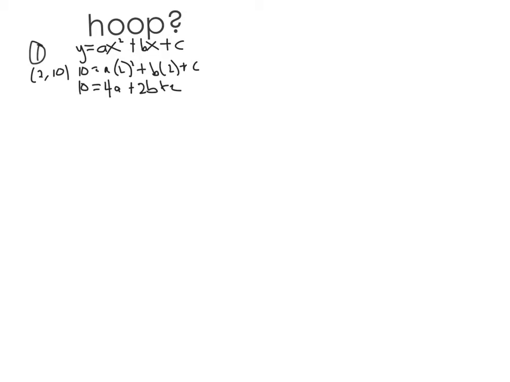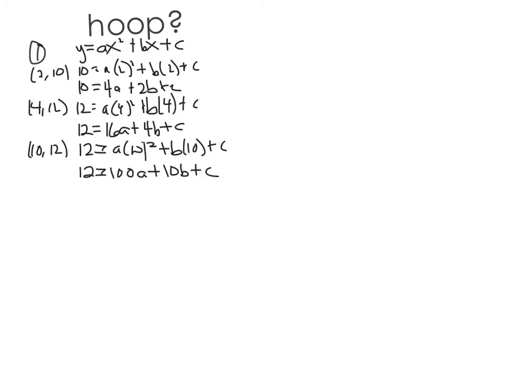Now do the same thing with the next ordered pair, for 12. Hopefully you found the next equation to be 12 equals 16a plus 4b plus c. Now do the same thing with the third ordered pair, (10, 12). And hopefully you find that third equation to be 12 equals 100a plus 10b plus c. So note, we have a first equation, a second equation, and a third equation.